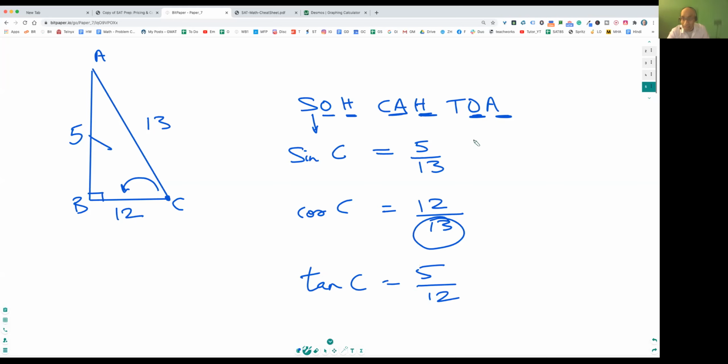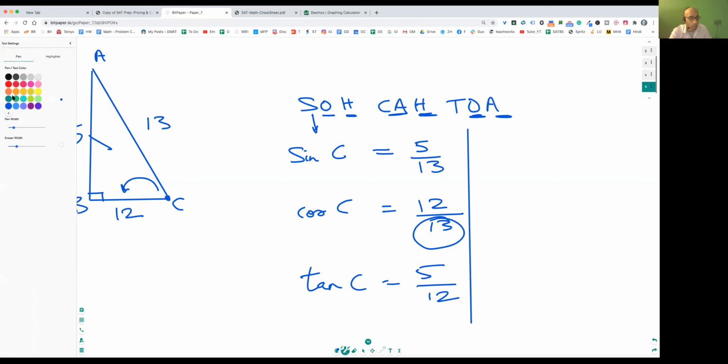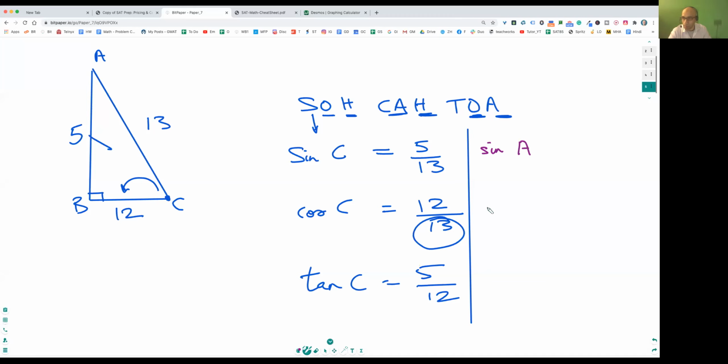5 over 12. Now comes the question for all of you. Well done. Now comes the question: what is cosine of, guys, pay attention over here. What is cosine of A? That's the question for you. Well, let me start with sine. Tell me what the sine is. Then start with cosine. Tell me what the cosine is. And then give me tan and tell me what the tan is.